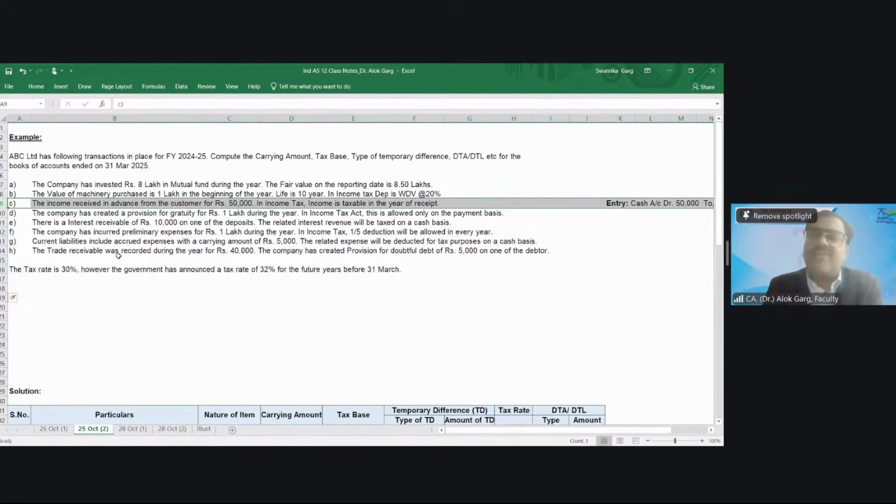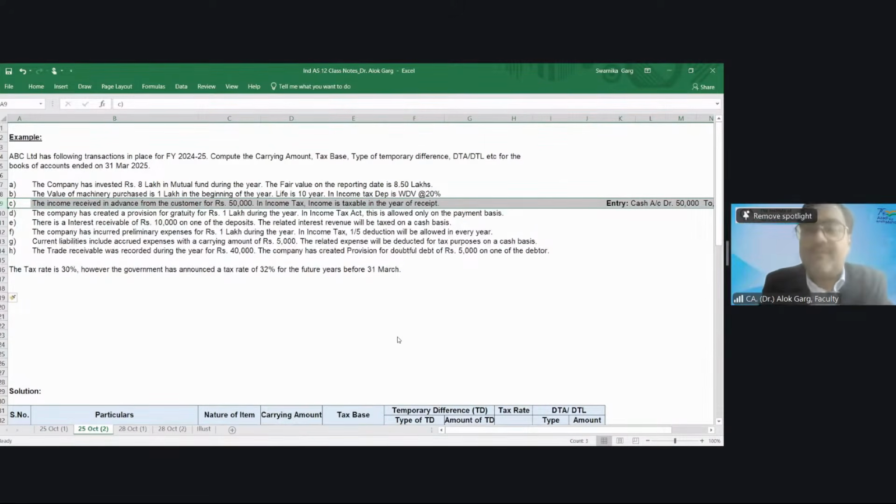What happens in the tax base? Zero. Why? Nothing is carried forward because this is taxable in the year of receipt. So basically, in this case, your liability is 50,000 in your books, but your liability is zero in your tax. So liability is higher.